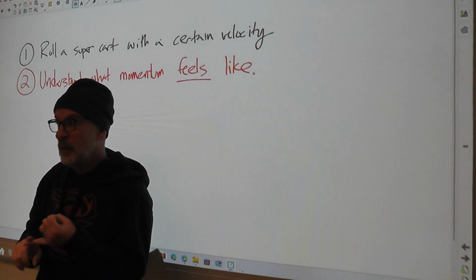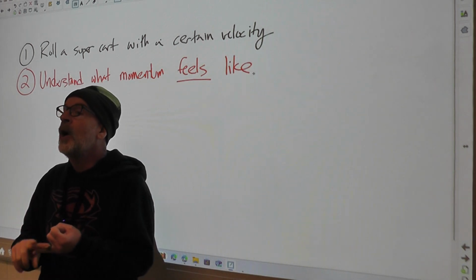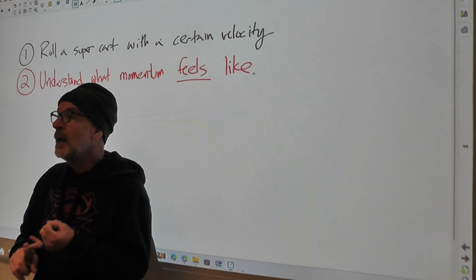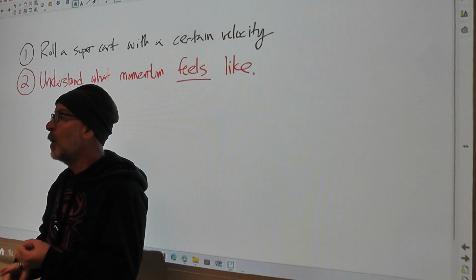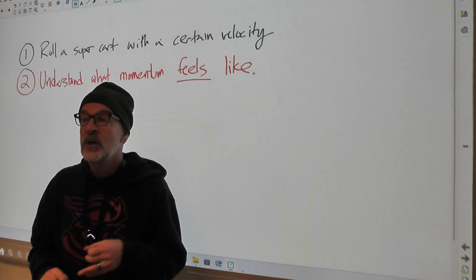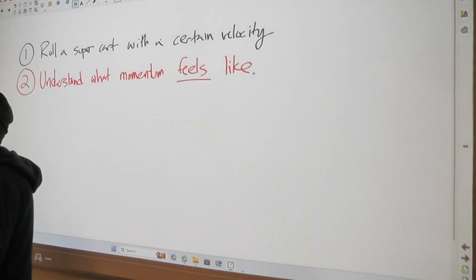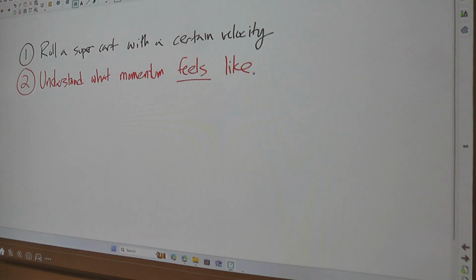They're not the same thing. They're related, but not the same thing. How hard it is to move something and how hard it is to stop are related, but they're not the same thing. So what I want you to do today is get some practice actually feeling what it's like when you try to stop a moving object. You feel the difference, and that is going to be what tells you about momentum.